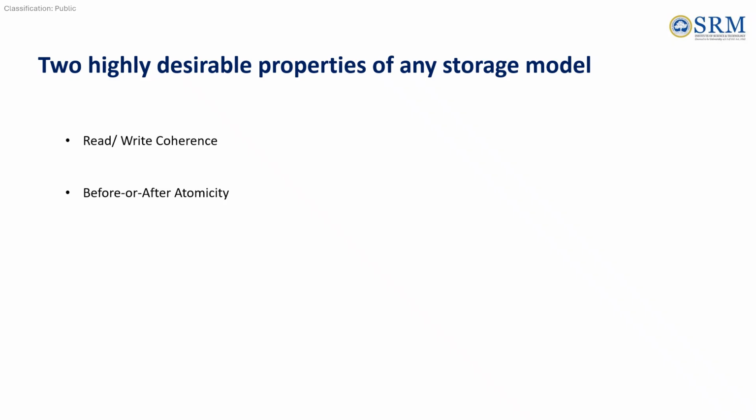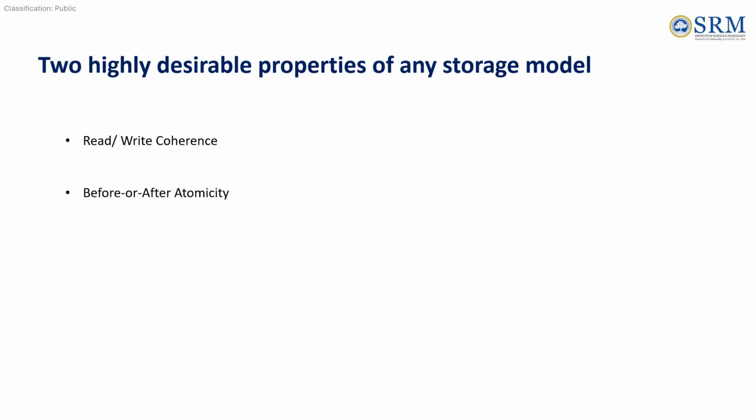Two highly desirable properties of any storage model. Whenever we design a storage system, especially in cloud computing, there are two important properties that ensure reliable and consistent data handling. The first property is read-write coherence, and the second property is before-or-after atomicity.